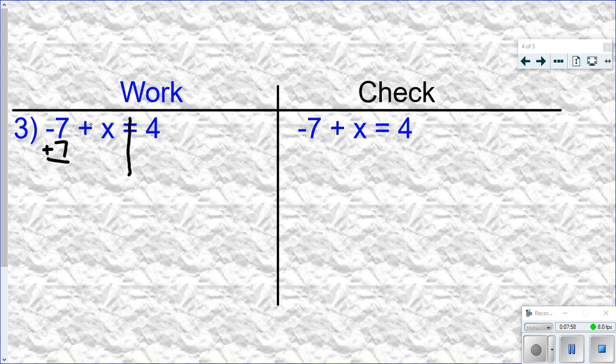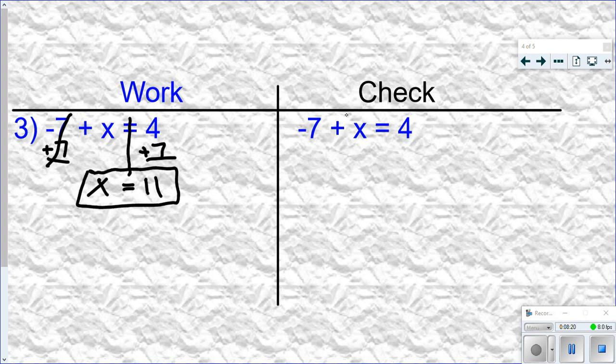So don't look at this plus sign, that goes with the x. And again, whatever I do on the left side, I have to do the same thing on the right side. So negative 7 plus 7 is 0. Now I have the x by itself, and 4 plus 7 is 11.